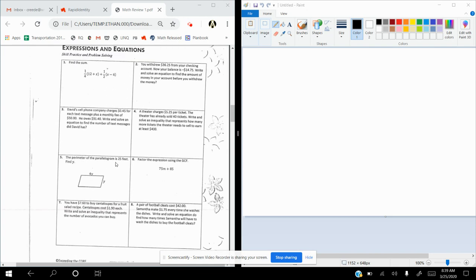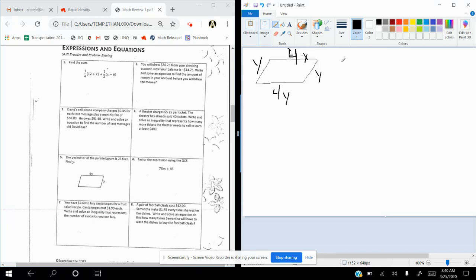The perimeter of the parallelogram is 25 feet. We must find y. Okay, so the perimeter is a distance all the way around an object. So over here, if I were to redraw this, I got 4y and then y. So that means opposite sides on a parallelogram are congruent. So I got 4y here and y there. How many y's do I have? I have 1y, which is 2y, and then I have 4y and 4y, that's 8y.